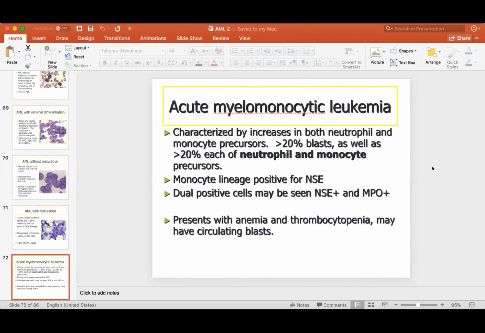Next is acute myelomonocytic leukemia. Basically, you have both. You have myelo or neutrophilic or granulocytic lineage cells, and you have monocytic cells. And of course, you have more than 20% blasts. But each type of lineage or each type of cell also constitutes more than 20% of the bone marrow cell count. Sometimes you might see cells that show markers of both. So they will have dual positive cells with a marker like myeloperoxidase, which is myeloid, and NSE, which is monocytic, in the same cell.